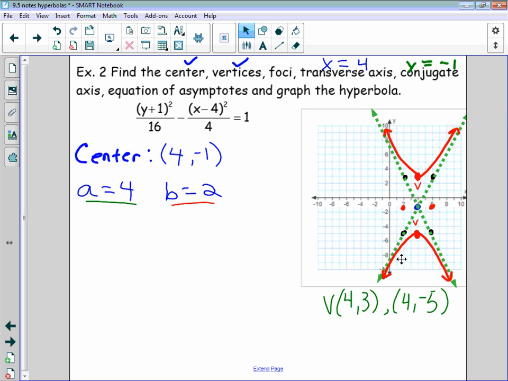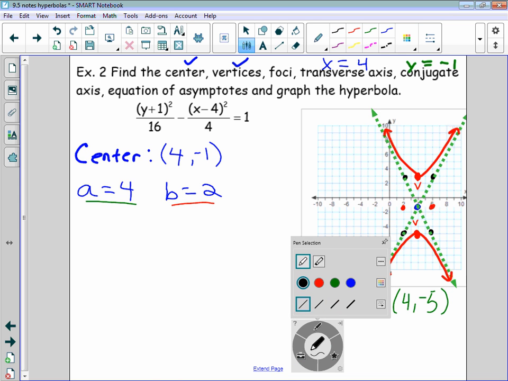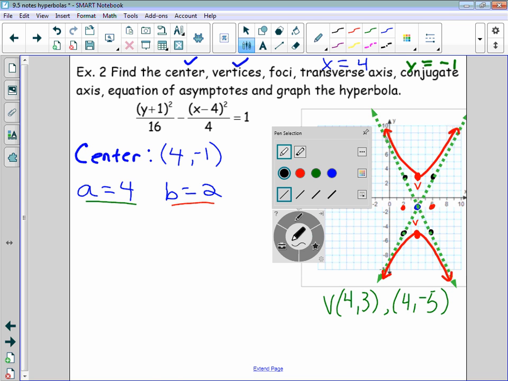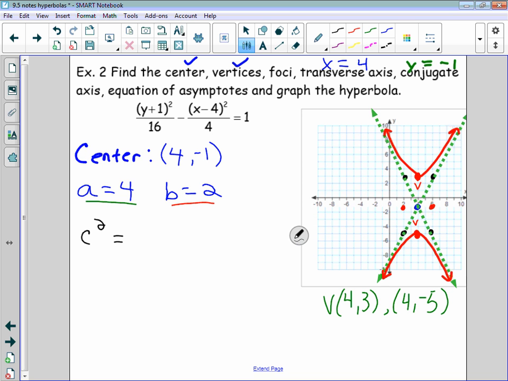So now we have 2 items to find. We have a graph already. We can find the foci and the equation of the asymptotes. We'll do the foci first. For the foci, we know that they will be on the transverse axis. So again, we can utilize our bizarro Pythagorean theorem. The value of c, since a squared and b squared are the same as the last example, is going to be the same thing. So it's c squared equals 16 plus 4. So c will come out to be 2 root 5 again.